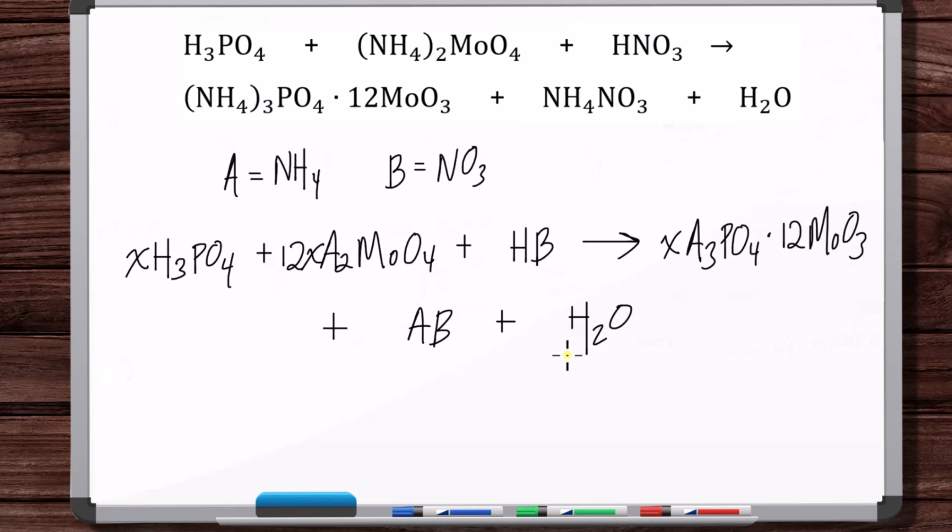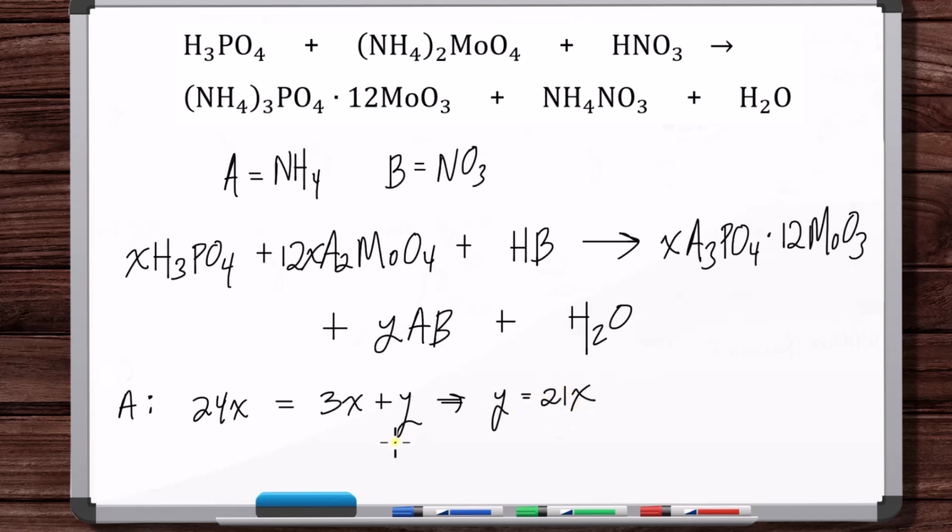We can break that rule a little bit, because we can say, okay, if this coefficient is y, then let's balance the A groups. So with the A groups, we've got on the left 24x, and this is equal to 3x plus y. Okay, so y is equal to 21x. So there you go. Now we've got this is 21x, you see? Now there's no more y, so I'll take this out.